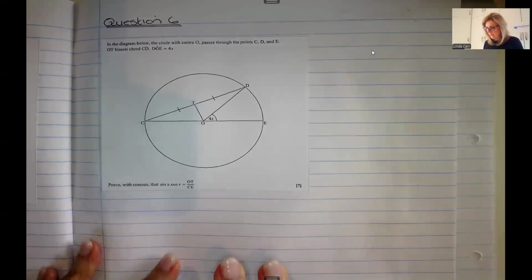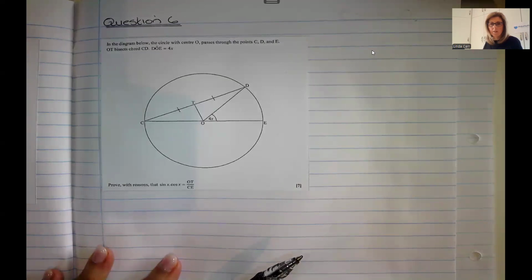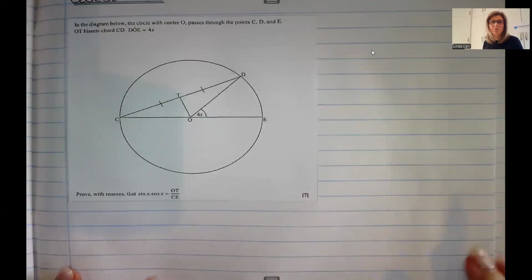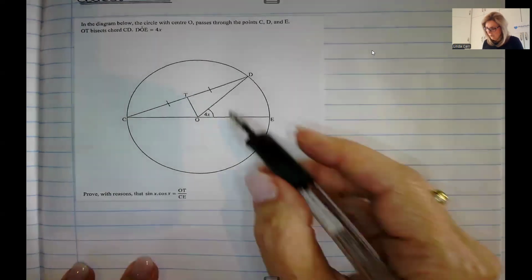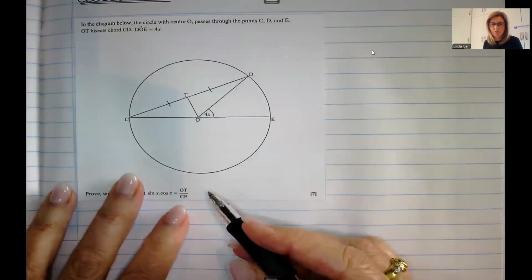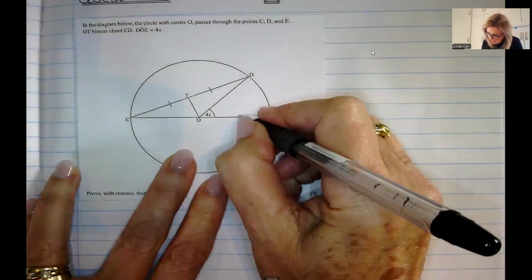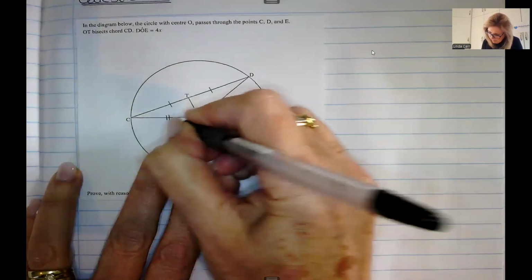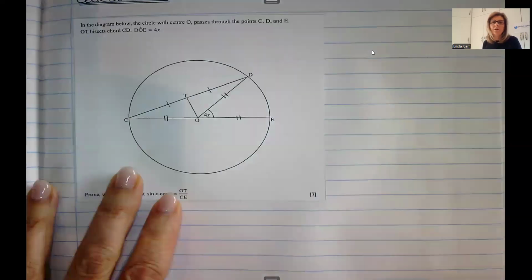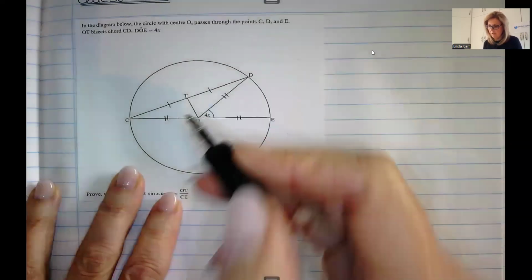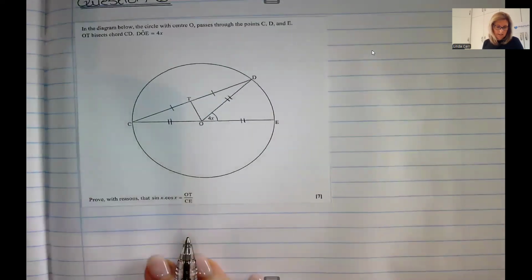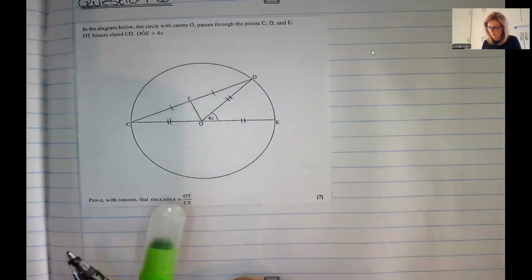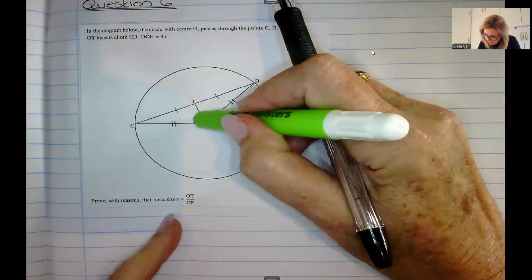In the diagram below, the circle with center O passes through the points C, D, and E, right? So we know C, D, and E all lie on the edge of the circle. We know that O is the center of the circle, which means that we have radii in all three of those, which means we have an isosceles triangle. Then OT bisects chord CD. So here we go with this one again.